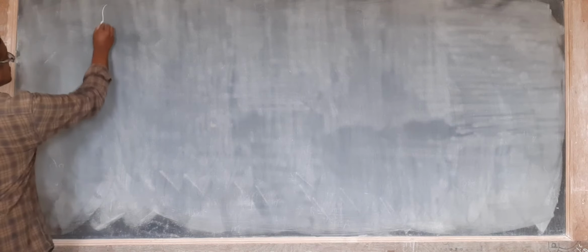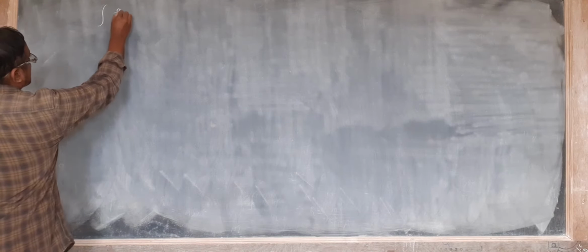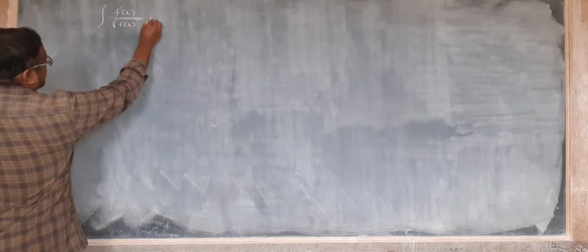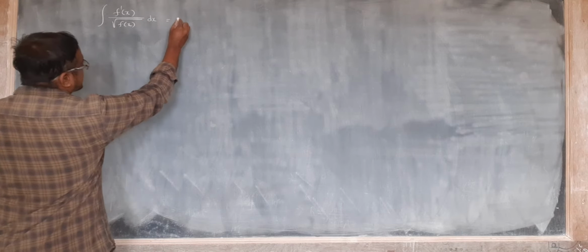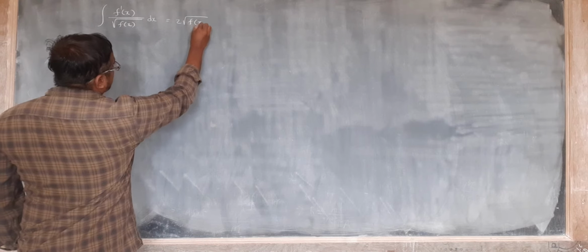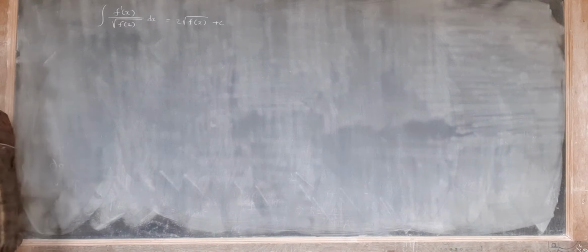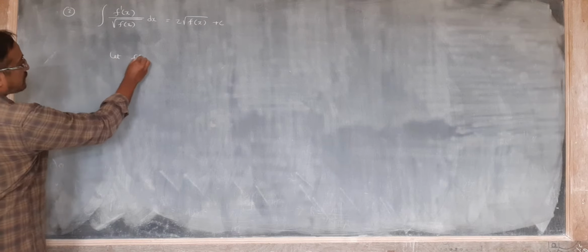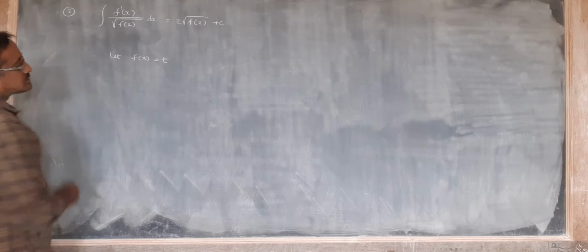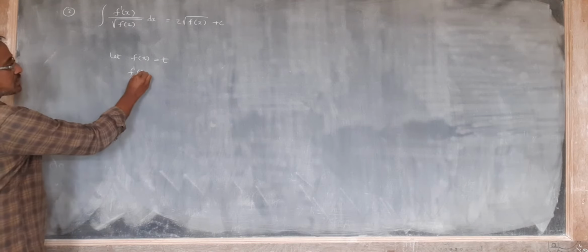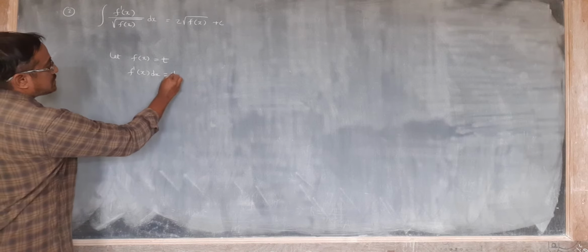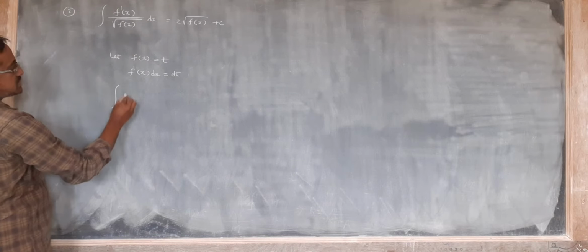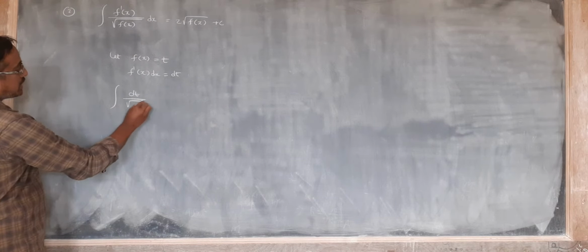Another formula: integral f dash of x by root f of x dx is 2 root f of x plus c. That is the result. Now let us consider f of x is equal to t. Its derivative is f dash of x dx will be dt. So the integral, now you have f dash of x dx, that is dt by root t.